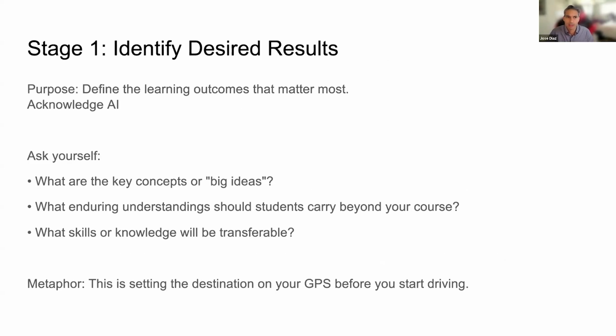So I'm going to go through this real quick. Identify desired results. You're going to ask, what's the purpose? What's the why? Define the learning outcomes that matter the most. You're going to ask yourself, what are the key concepts, the big ideas, or the key takeaways? What enduring understanding should students carry beyond the course? What skills or knowledge will be transferable?